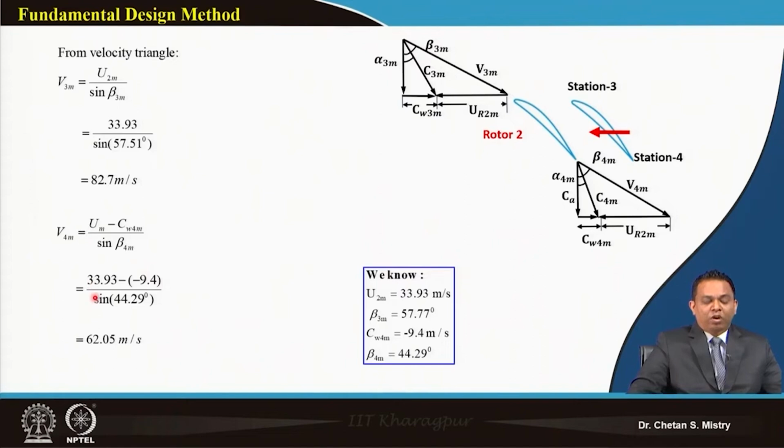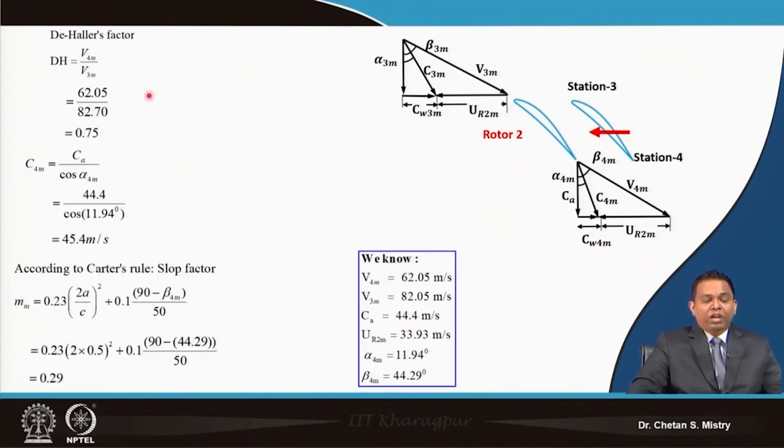So we have our relative velocity with which flow is entering. Okay, same way we can do our calculation for V4, that is my exit relative velocity from rotor 2, and that's coming 62.05 meter per second. Okay, once this is known to us, we can do our calculation for de Haller's factor, that's nothing but a relative velocity ratio, and that's coming 0.75. Okay, now we can calculate our absolute flow angle based on my known alpha 4 angle, and that is coming 45.4.